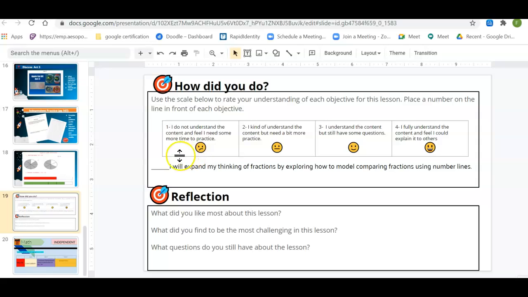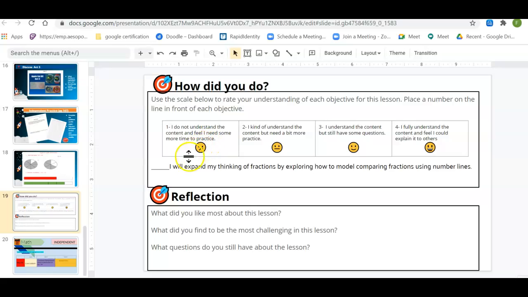On our next slide here, guys, I've got kind of a reflection sheet for you. This is just for you to rate your thoughts about today. So you're going to use the scale below to rate your understanding of the objective for this lesson, and you're going to place a number in the front. So one of our objectives today was to be able to expand your thinking of fractions by exploring how to model comparing fractions using number lines.